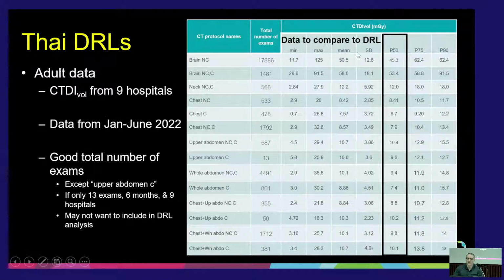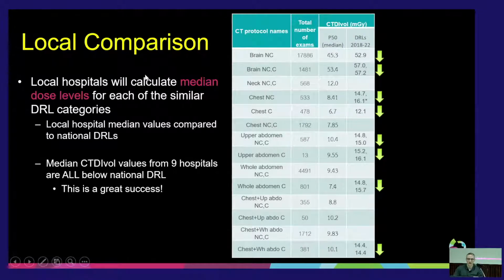So let's go through an exercise here. Let's look at the 50th percentile of these 9 hospitals, and we're going to compare that now to the Thai national DRLs. So remember, we always compare median to the DRL. And when you do that, everything is lower than the national DRL. So that's just wonderful to see. Everything is in line with meeting that threshold.